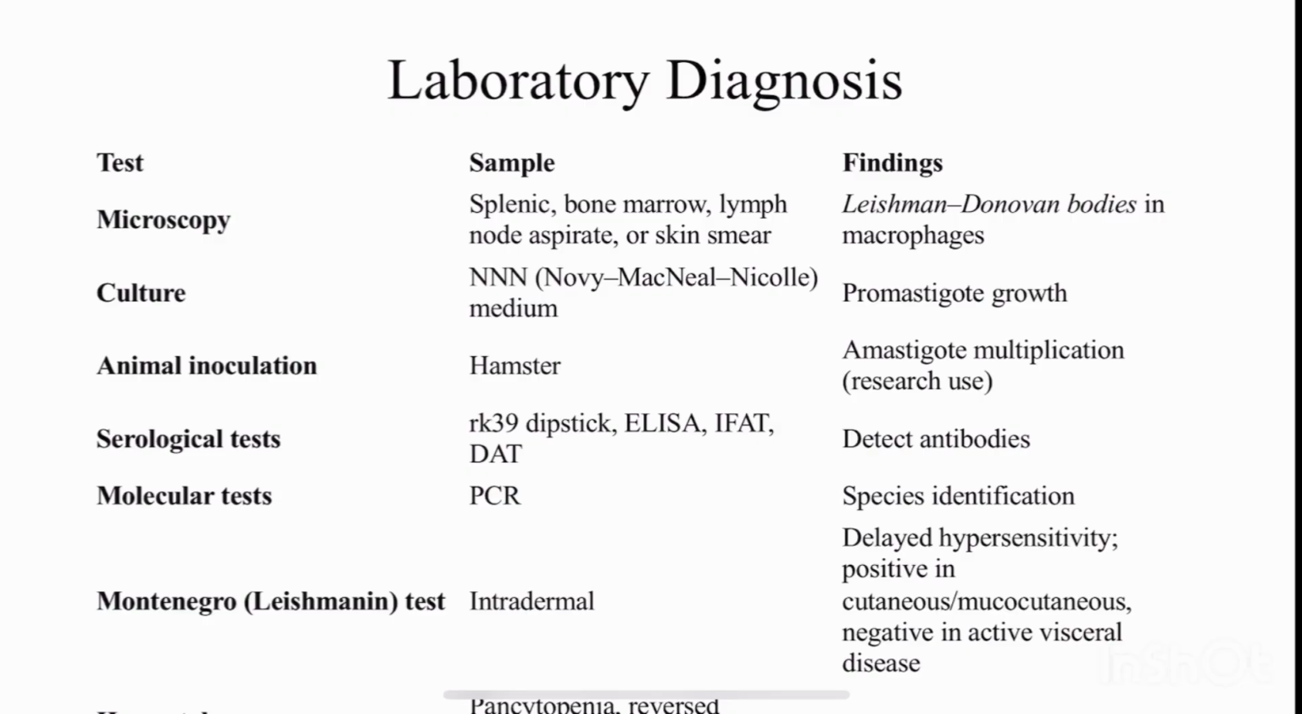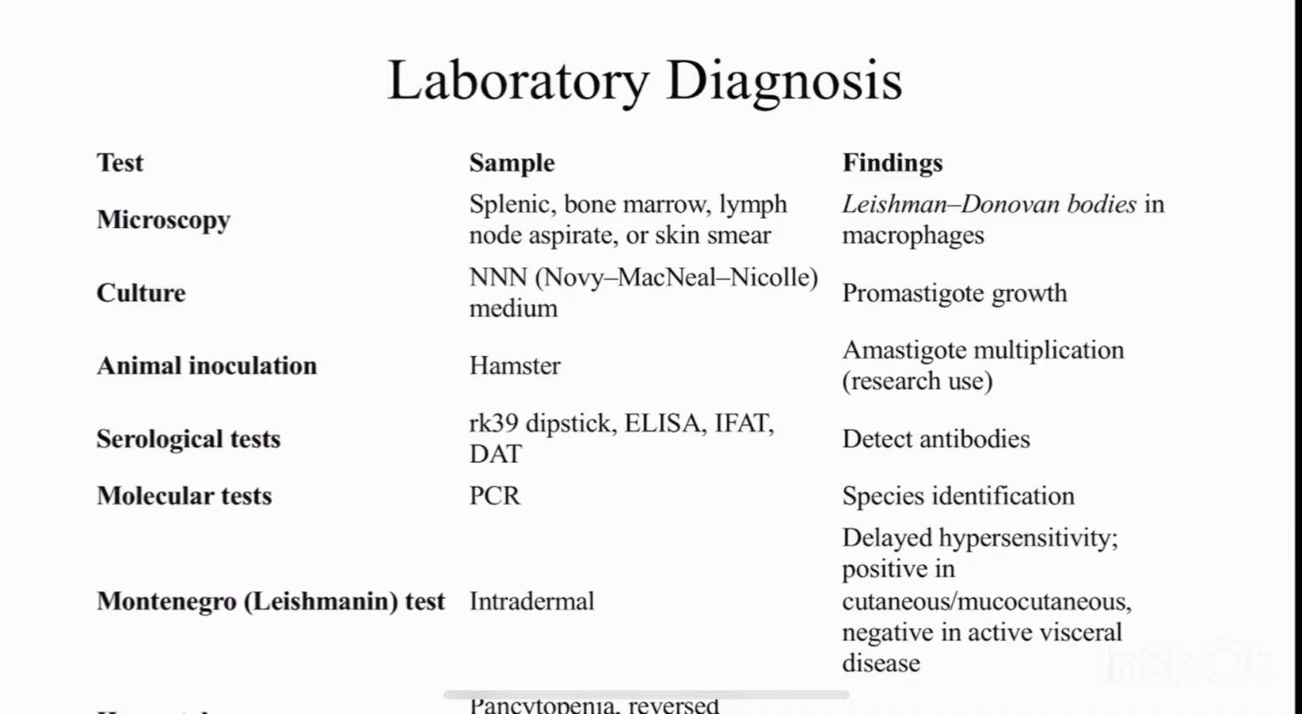Now the PCR is mainly done for, as we said earlier, the kinetoplast. The kinetoplast present in the promastigote form or amastigote is a mitochondrial DNA remnant. So PCR is done for that. That PCR will show the presence of the mitochondrial DNA remnant that is present in the kinetoplast. That will confirm the diagnosis. Okay, so it will be helpful in species identification.